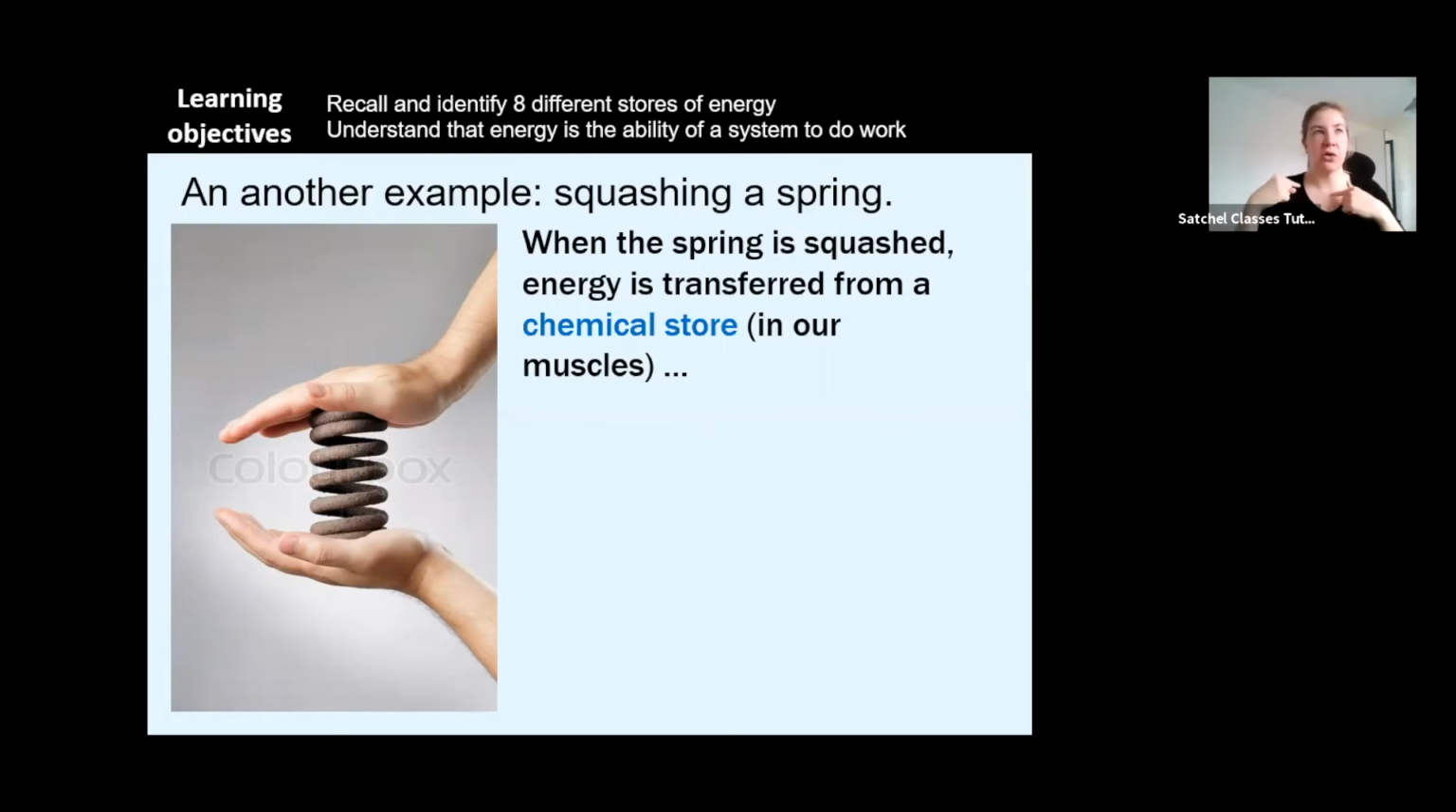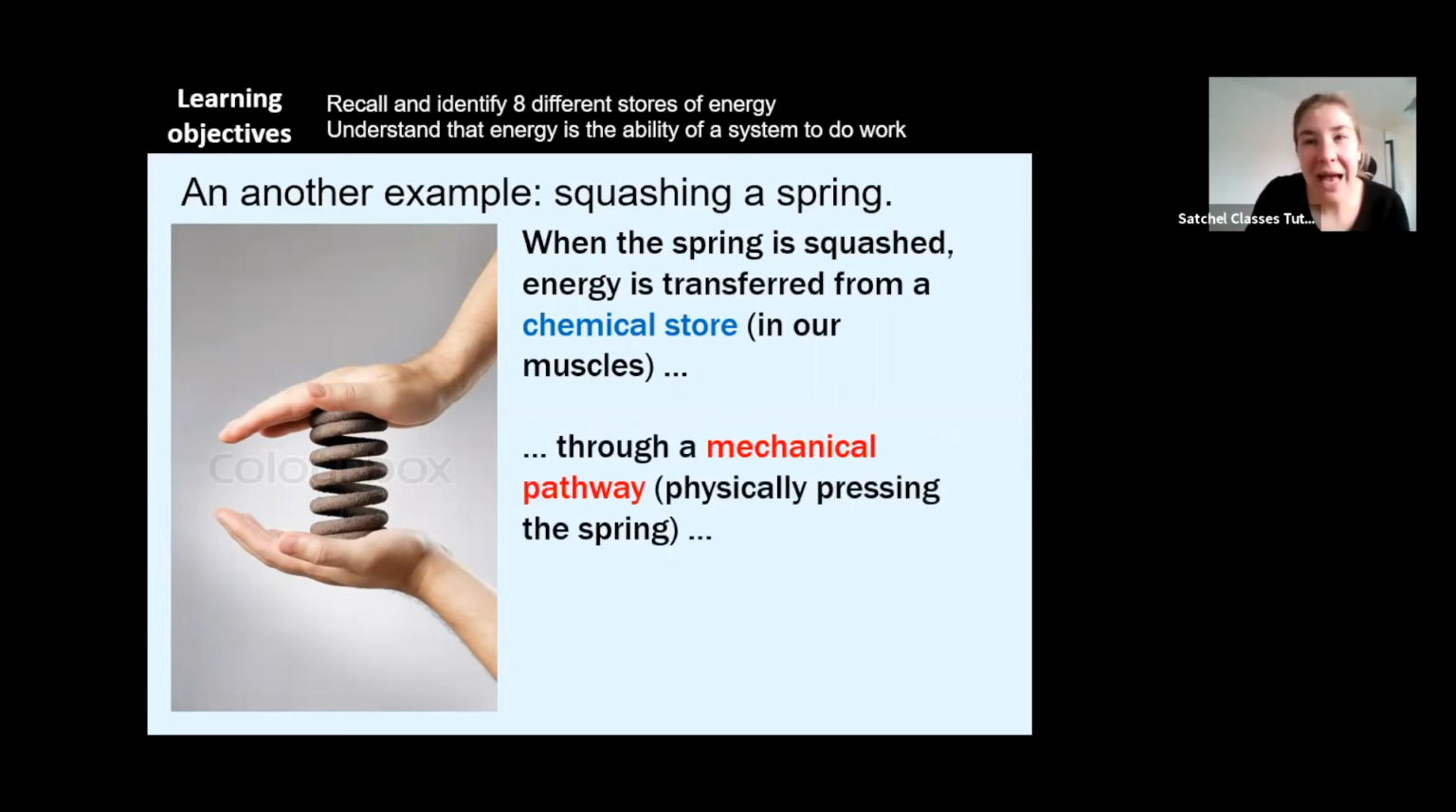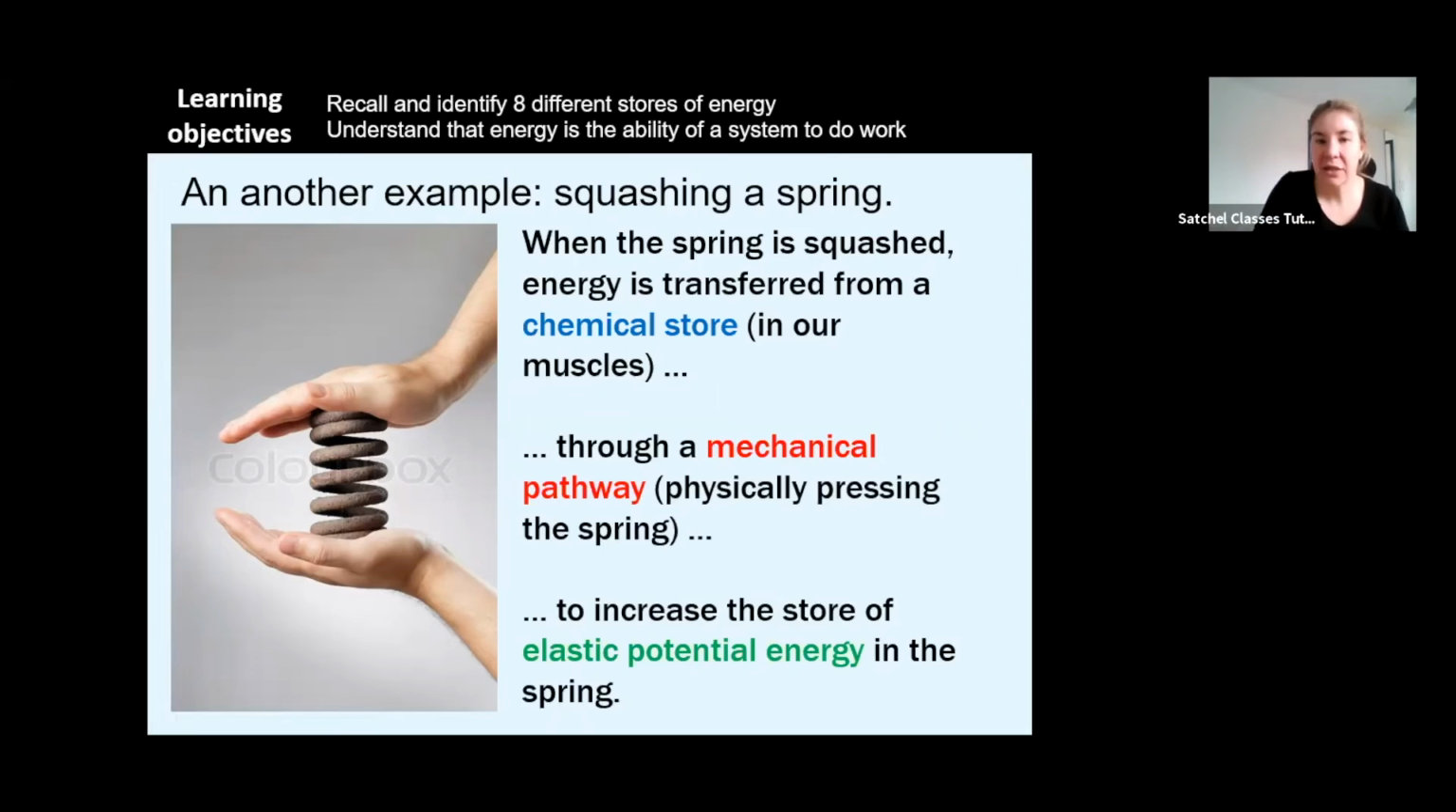Now, how has it gone from chemical to elastic potential? Think about the different pathways. There's 4 different ones. What would you say? How has it gone from chemical to elastic potential? It's going through a mechanical pathway, because I'm physically doing it. Something is physically moving. I haven't heated up the spring, which has caused it to be squashed. It's a mechanical pathway. So it's gone through a mechanical pathway to increase the store of elastic potential energy in the spring.